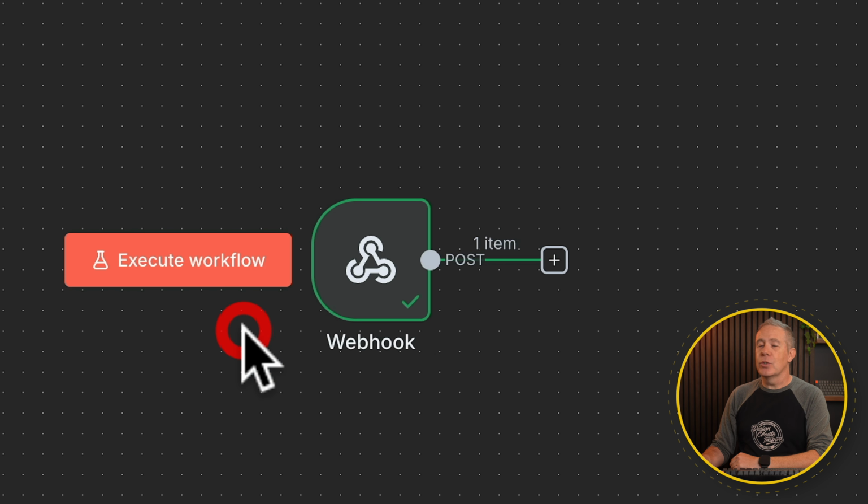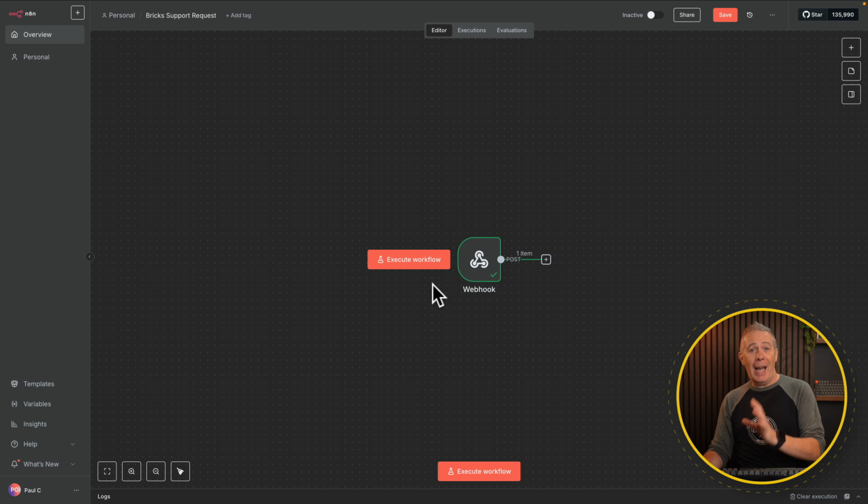So the next thing we need to do now is specify what the action is. In this example, we want to connect it up to Slack and send a message to our Slack account.